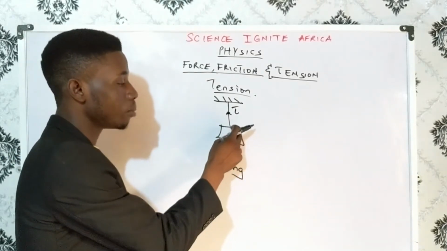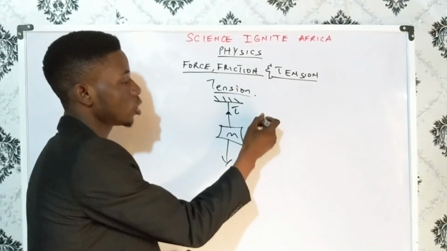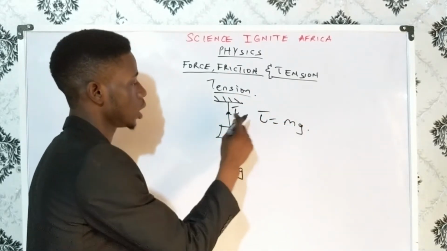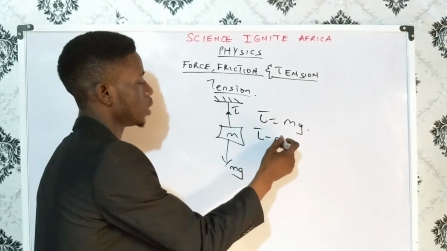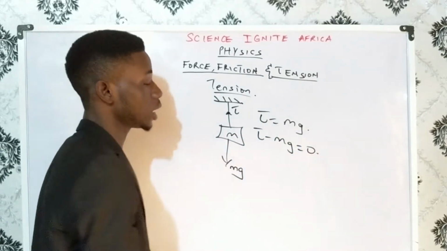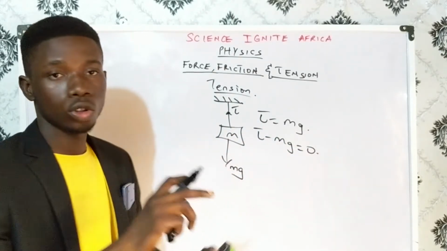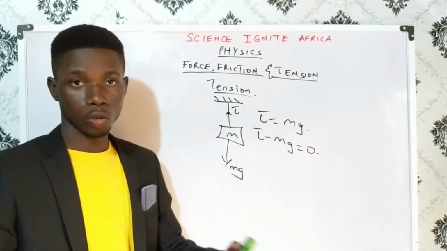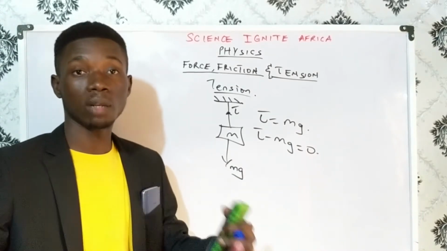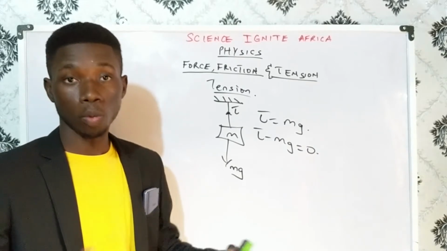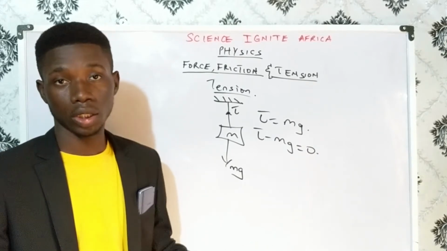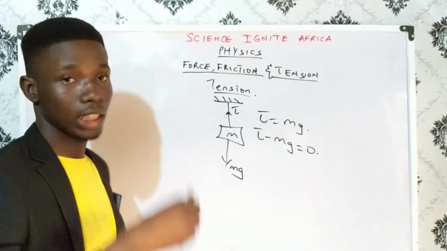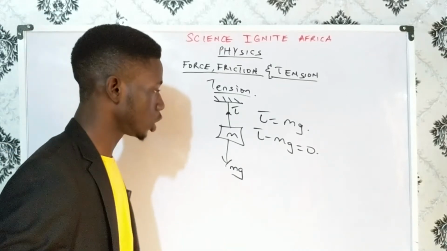For a hanging mass, the tension will actually be equal to mg, because this tension minus mg will be equal to 0. Why is it equal to 0? Normally when you add forces together, some of them might be negative, some of them will be positive, based on the direction they are acting, because force is a vector quantity. So when I say sum of forces, you should get what I'm talking about.